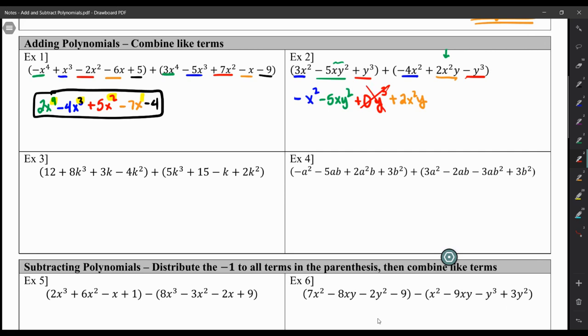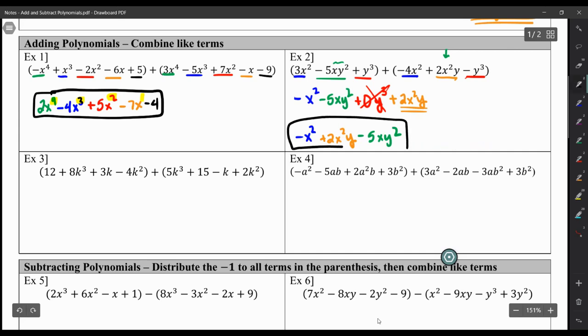And then to get this into standard form, we first look at it alphabetically, then look at the exponents. So -x squared will be first. 2x squared y is actually second. Then we do -5xy squared. Because if you look at your x's first, 2, 2, 1, and then y's would be secondary if I had more terms. So this is the final simplified version of the addition of the original polynomials.